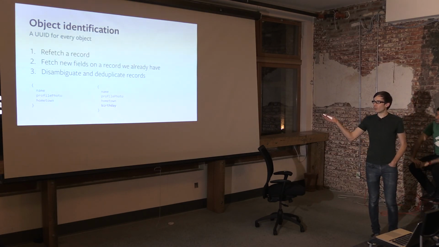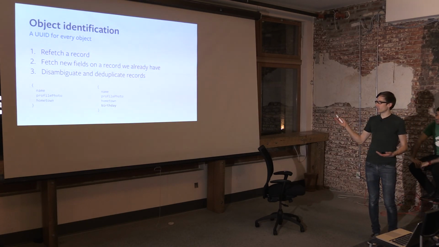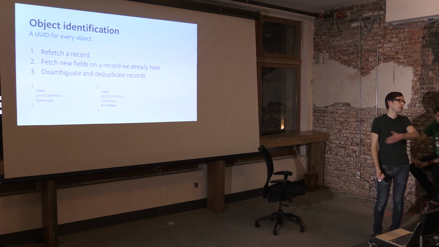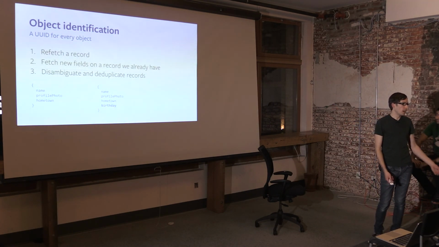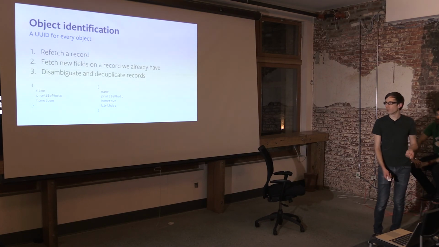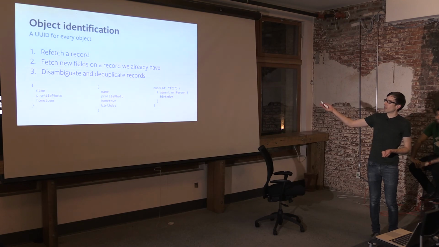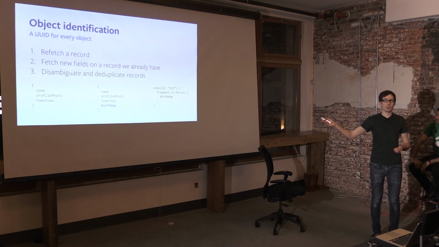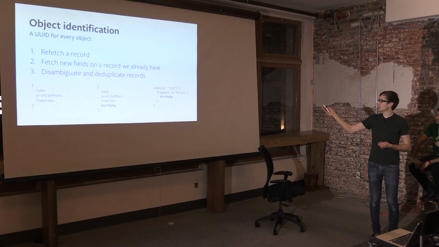So what Relay will do for you across this time boundary is it'll take a look at those two queries, and say, we already have those first three fields, and it'll synthesize the minimal query to get that fourth field. And to do this, we use something called the node interface. And it looks something like this.